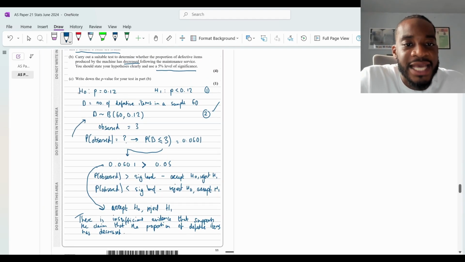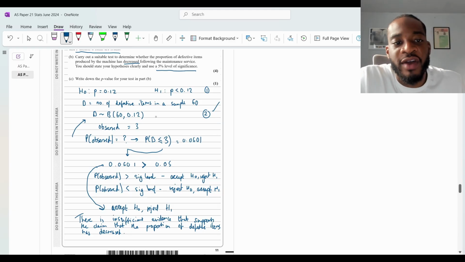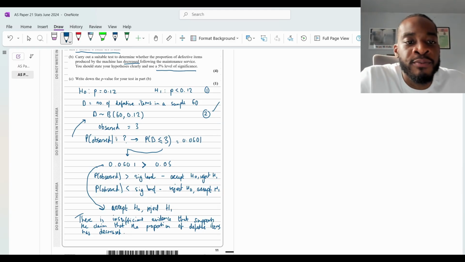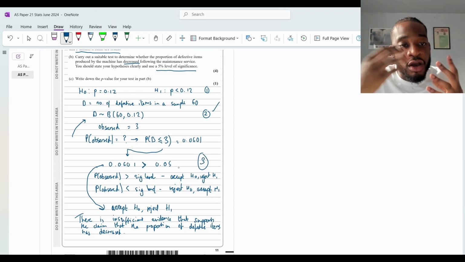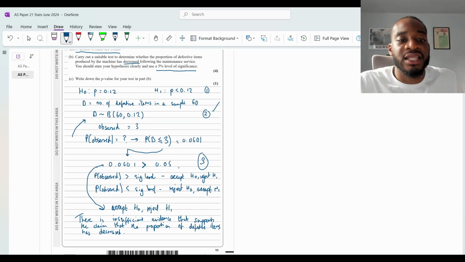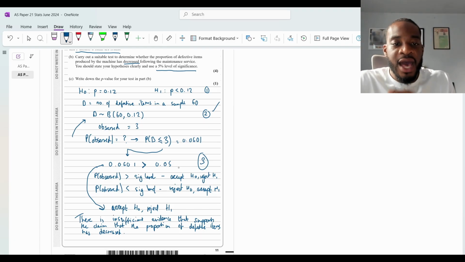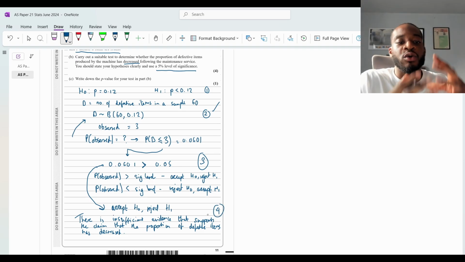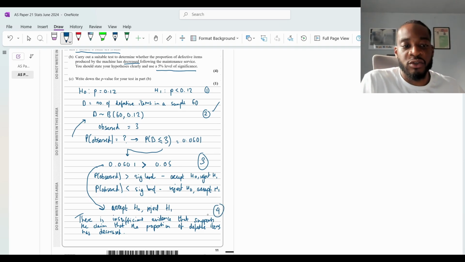So, firstly, identifying your null hypothesis test. Secondly, defining your random variable, defining your distribution. And then the third mark, we put 3 marks here, is for actually finding the observed value, calculating this test statistic, and then comparing it to the significance level, right? And then you get the final mark for actually concluding and summarizing what you've done in the context, right?